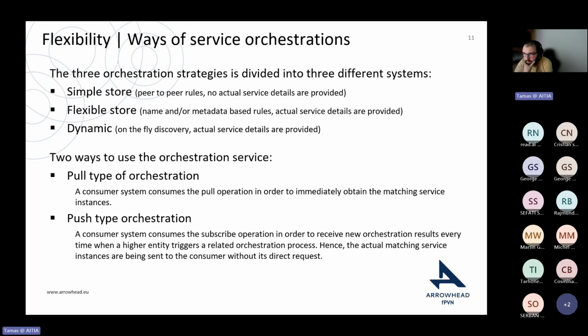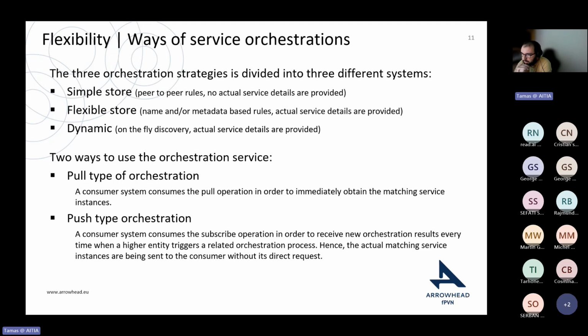You can use the orchestration service in different manners as well. So we have 2 types of orchestration, so to say. There is a pull type of orchestration, which was described also in the previous examples, so that your consumer system consumes the pull operation in order to immediately obtain the matching service instances. So your consumer initiates its orchestration request towards the service orchestration service.